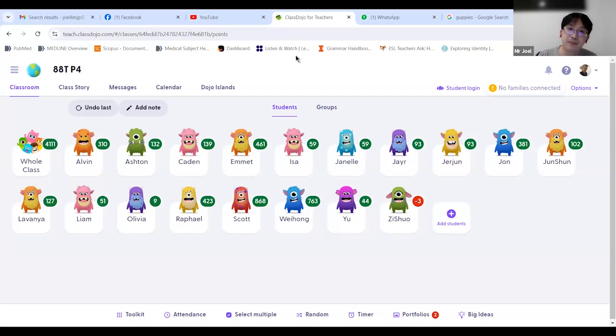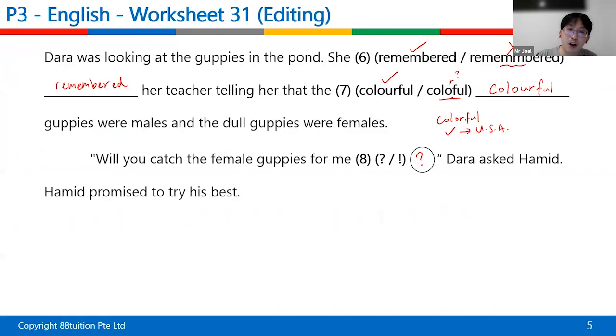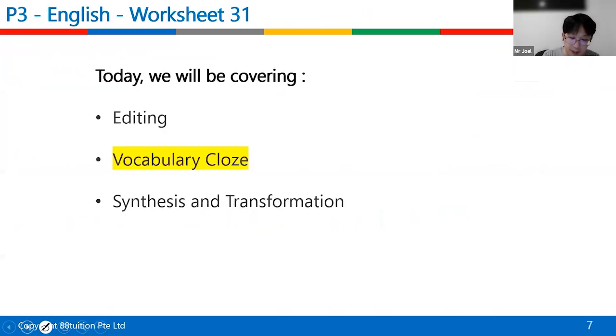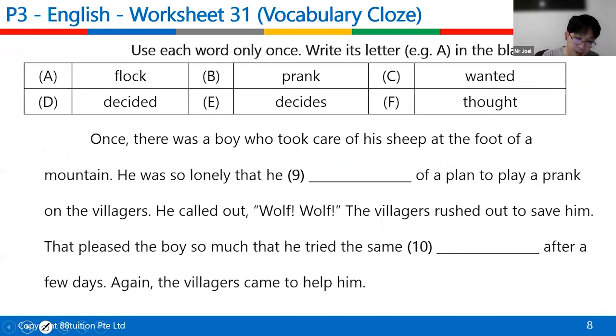Okay, let's continue. All right, now for the next part, actually all of you got everything correct. It's just 4 questions, pretty easy. Okay, so this is vocabulary cloze. Later on in synthesis and transformation, we will cover the contrasting connectors, but not yet. So it's still vocabulary. Once there was a boy who took care of his sheep at the foot of a mountain. He was so lonely that he thought of a plan to play a prank on the villagers.